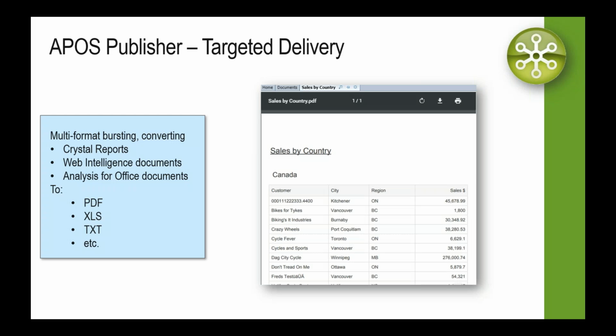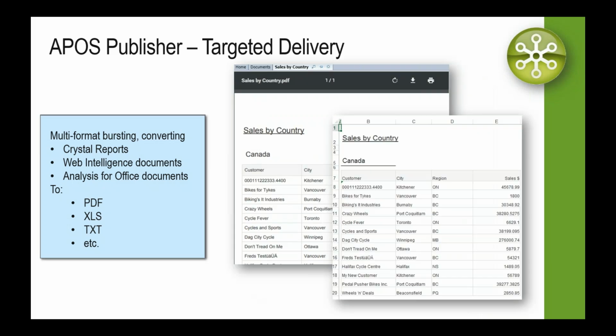Now, we want to talk a little bit about targeted delivery, delivering in specific formats, and we'll also talk about destinations. So looking at formats first, we want to be able to convert the report type we're working with, Crystal, Webi, Analysis Office, to specific formats, PDF, Excel, text, etc. So some formats may not be native to the original document. For example, Analysis Office, its native format is Excel, but we might have users that require it in PDF. Not a problem, we can handle that. That's part of our bursting solution.